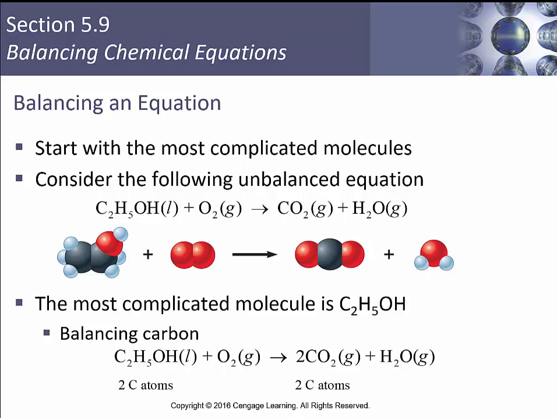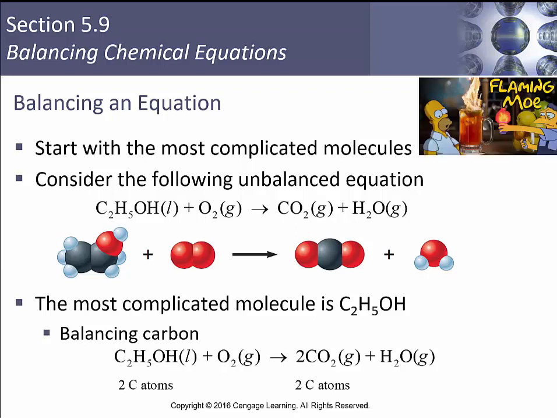All right, so let's look at the following unbalanced equation. We've got C2H5OH, that's our ethanol liquid, and we're going to combine that with oxygen. All right, so let's say you wanted to make a flaming shot. You're also going to produce a lot of heat in this reaction, so you're going to do plus heat. It's an exothermic reaction. You're going to see some fire happening.